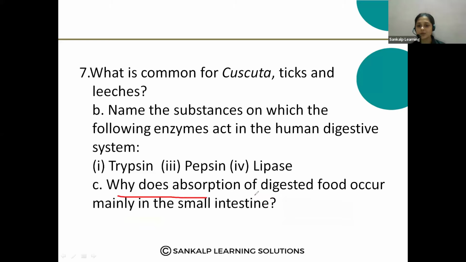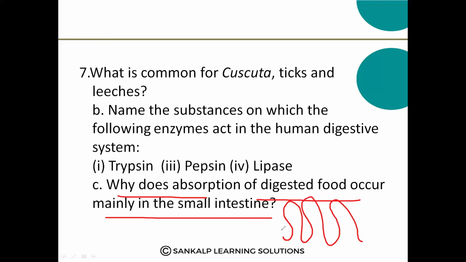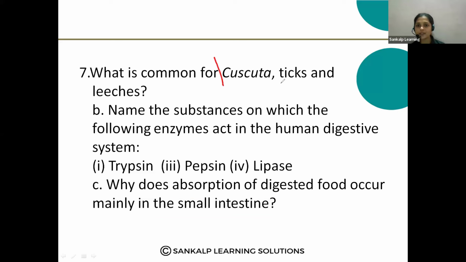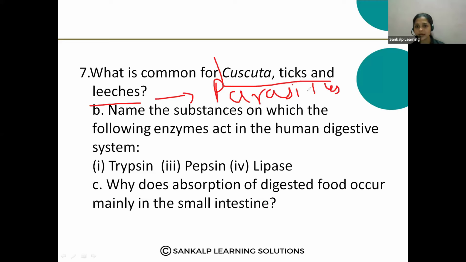Why does the absorption of digested food occur mainly in the small intestine? Anybody? Because it contains the finger-like projections. What are they called? Villi. Villi, right? Yes. So the first answer. What is common in Cuscuta, ticks and leeches? They are parasites. All three are parasites.